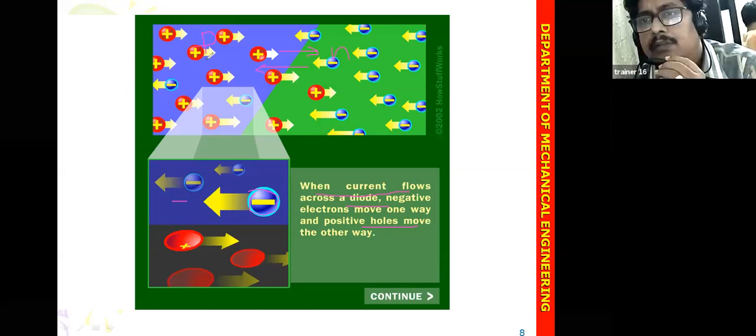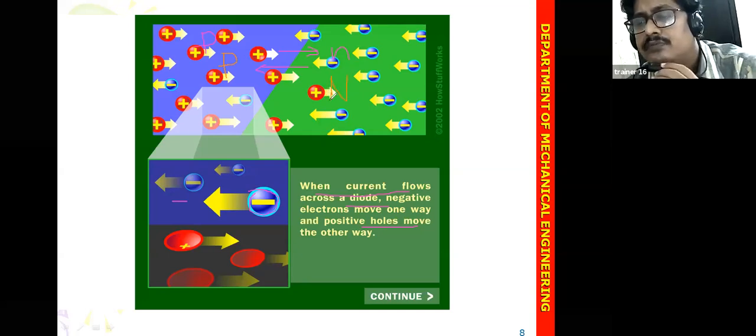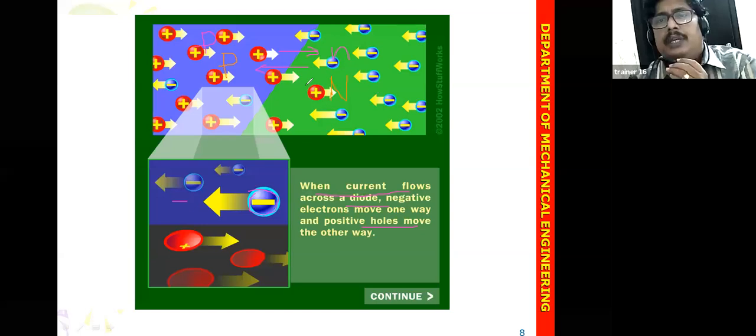Otherwise, I will change the color. This is P type, right? P type means holes. Anybody can respond in the chat box. And this is N type, right? Both are sandwiched, the PN junction sandwiched, the PN junction diode.